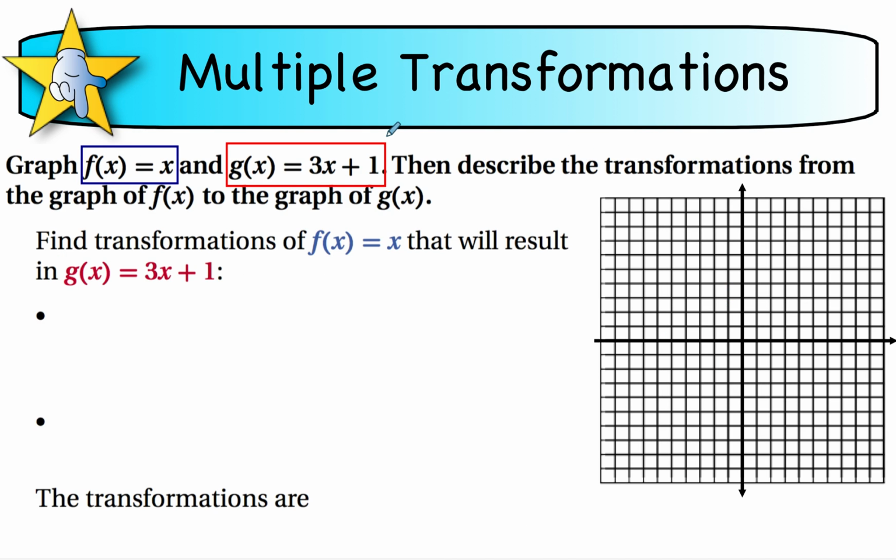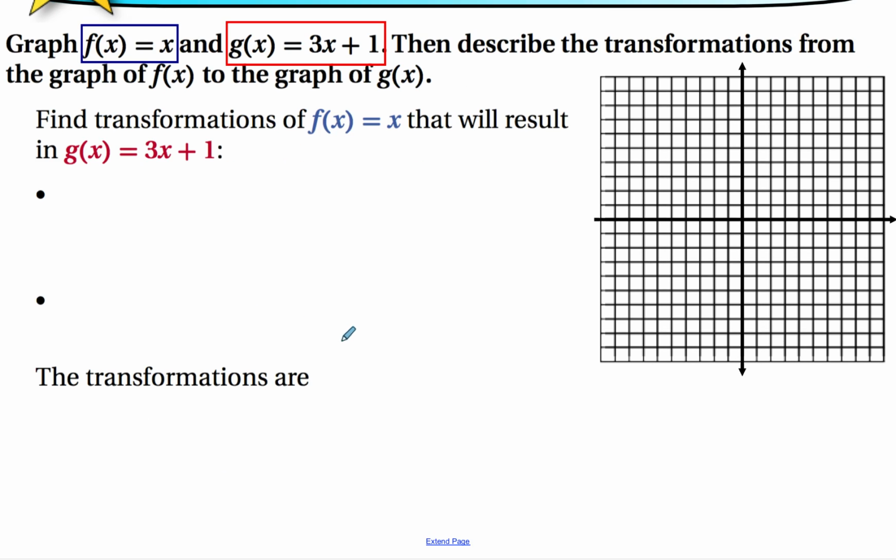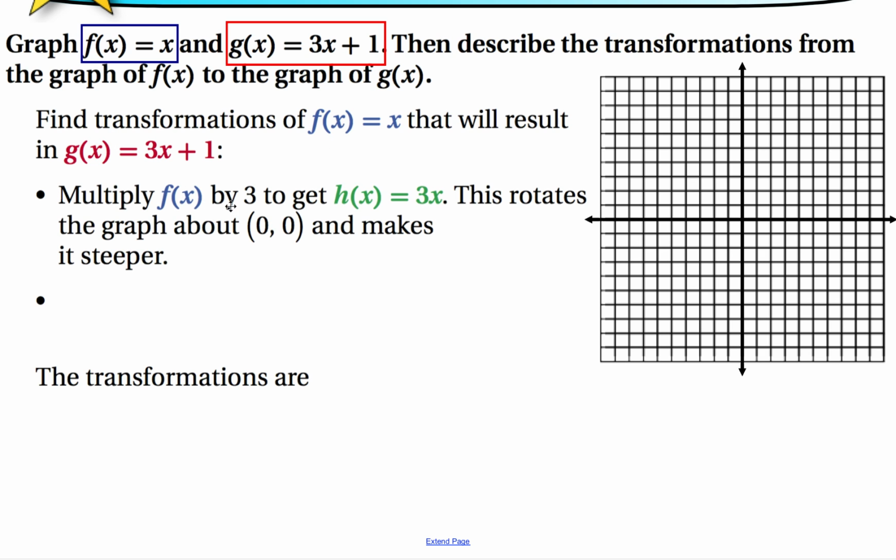All right, sometimes we're going to have more than one transformation. And so we want to be able to describe whatever's happening here from the parent function. So first of all, we're going to start with f(x) equals x. We're going to end up with g(x) equals 3x plus 1. And then we'll describe the transformations on how we get from function f to function g. So first of all, we're going to take f(x) and multiply it by 3. So that gives us this intermediate function, h.